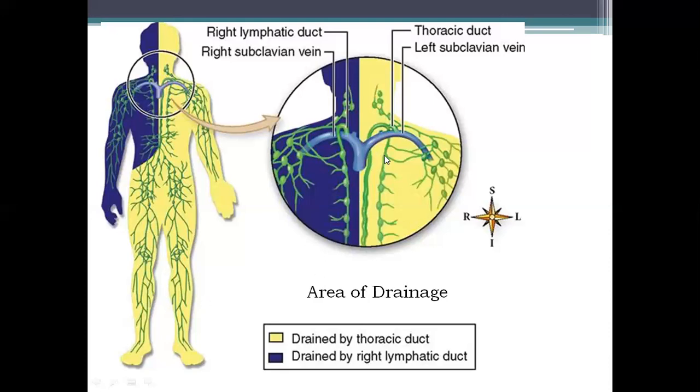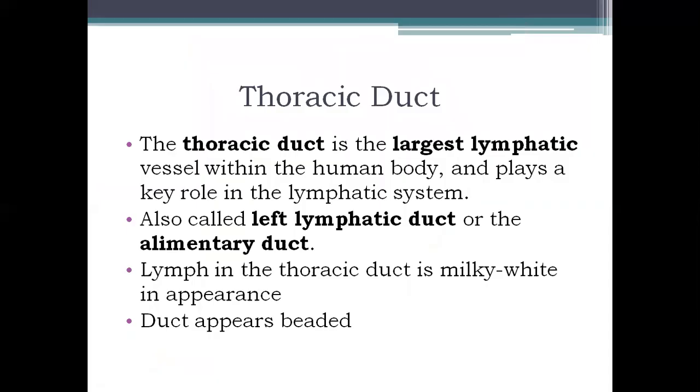As we can see here, this is the thoracic duct, and we can see it has an almost beaded appearance. Why is it beaded? This beaded appearance is due to the presence of valves inside the thoracic duct.